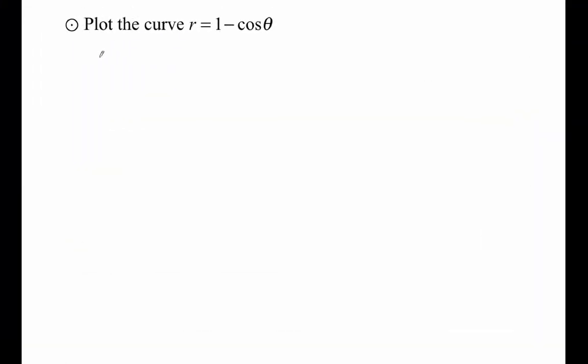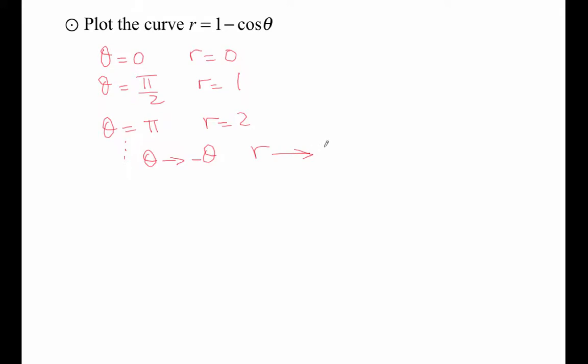We'll now plot the curve r is 1 minus cosine of theta. If one gives different values to theta, starting with 0, r will be 0. Theta equal to pi by 2, r will be 1. Theta equal to pi, at which point cosine of pi is minus 1, r will be 2, etc. And of course, if you make theta go to minus theta, that does not change cosine of theta, and so r remains unchanged. r goes into r. So there is definitely a symmetry. But then this curve, it turns out, is not going to be so simple.